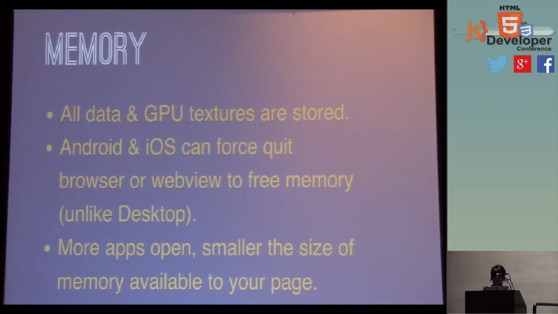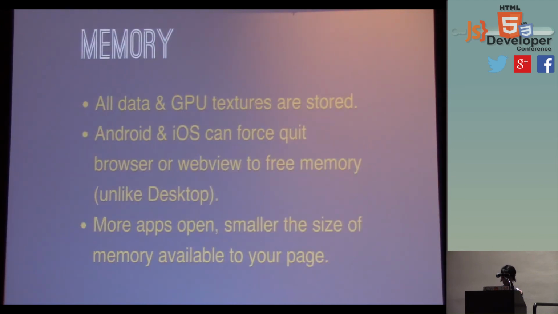So let's look at the memory. Memory is basically your random access memory, where all the data that you use for your website, for your page, all the images, all the resources, all your scripts, the styles, the HTML, and your GPU textures are stored. So if you have an image and you 3D transform it, that means the image is in memory, and the GPU bitmap of the transform that should be rendered is also in memory.